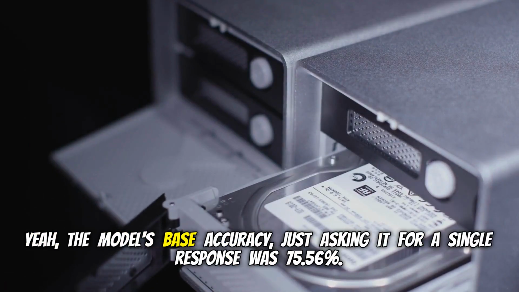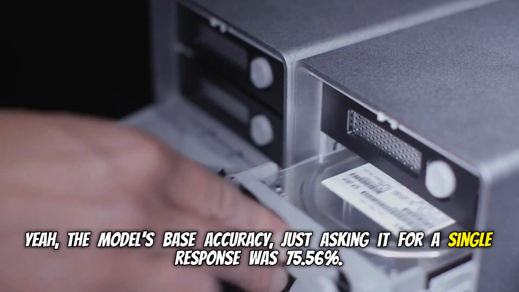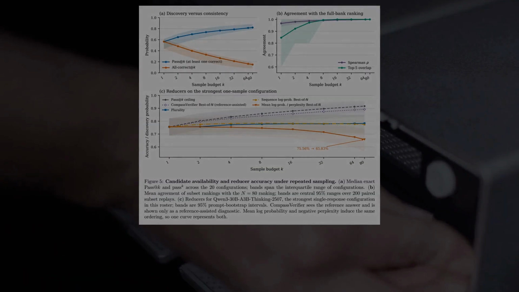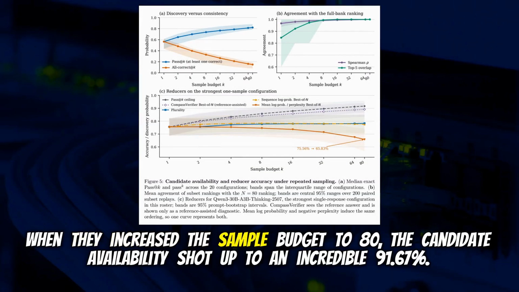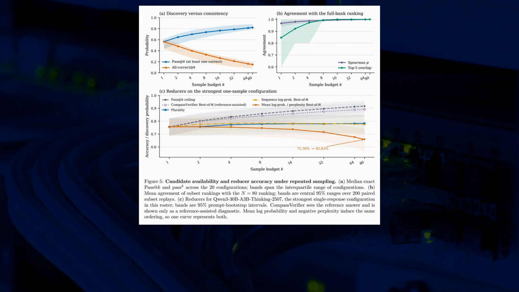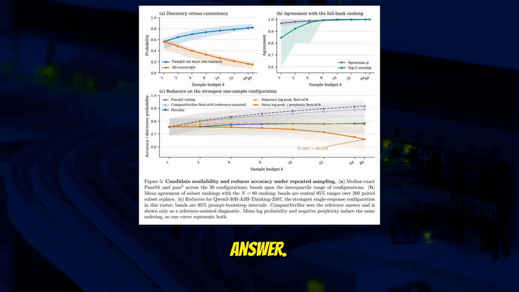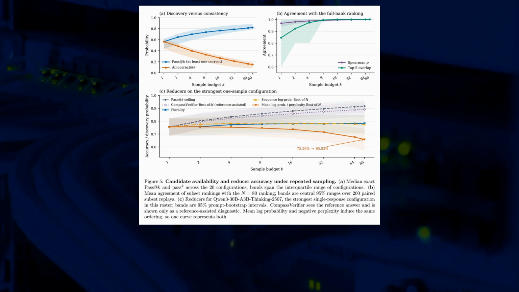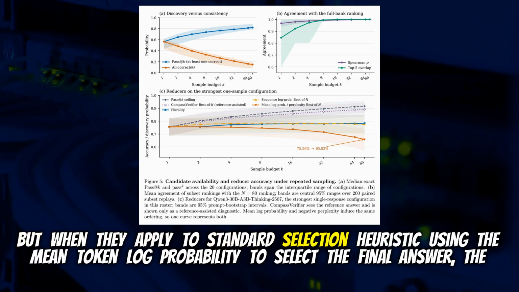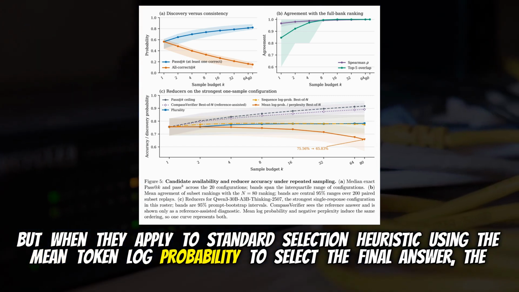And the data point that absolutely blew my mind was from Qwen3 30B A3B thinking on the math data sets. Oh, this is the best part of the paper. Yeah, the model's base accuracy, just asking it for a single response, was 75.56%. When they increased the sample budget to 80, the candidate availability shot up to an incredible 91.67%. Meaning there was a 91% chance that at least one of those 80 generated responses contained the mathematically perfect answer.